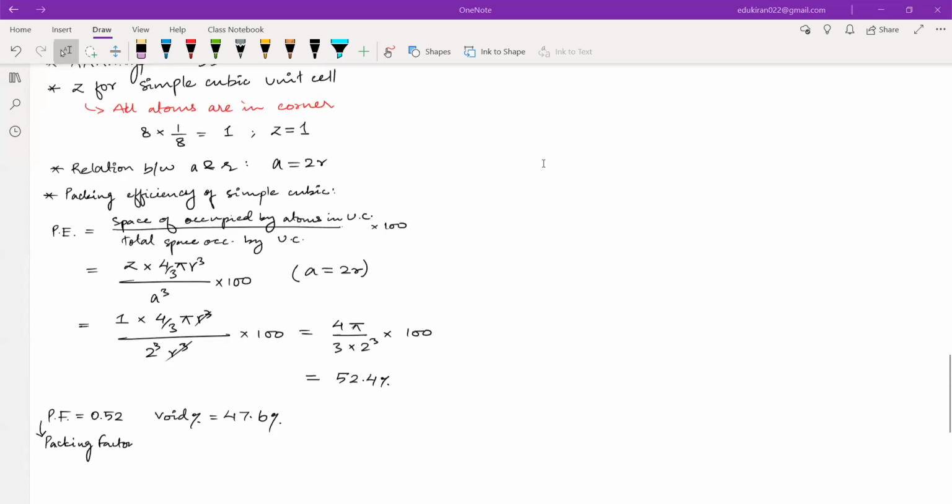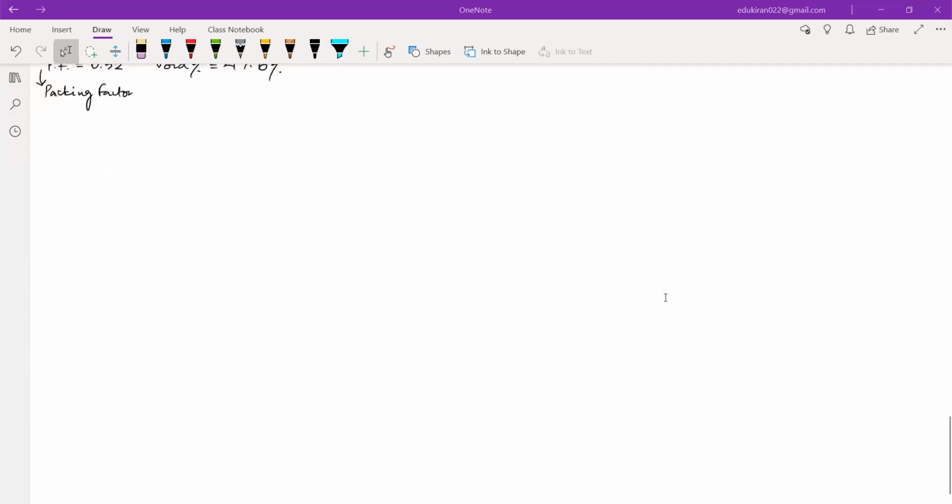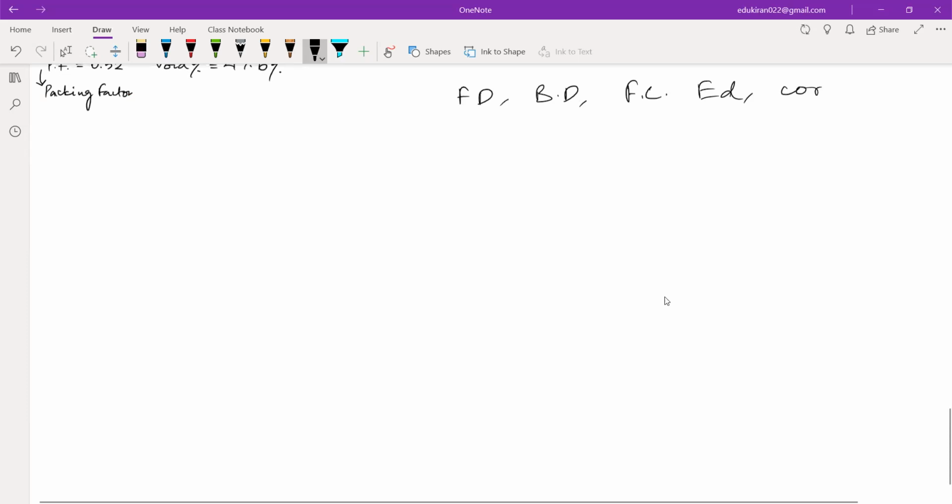Okay. So see, we have studied a few things till now that you have to remember. You have to always remember face diagonal, body diagonal. Then in face center, what is the contribution? Edge center, corner, and body center? So face diagonal is a root 2, body diagonal is a root 3. Face center has the contribution of half, edge has 1 by 4, corner has 1 by 8, and the body has the contribution of 1.